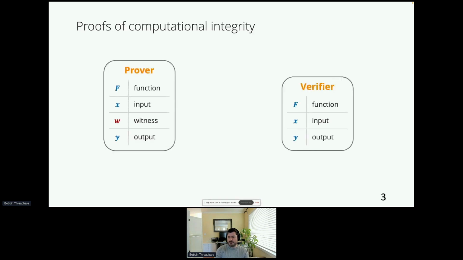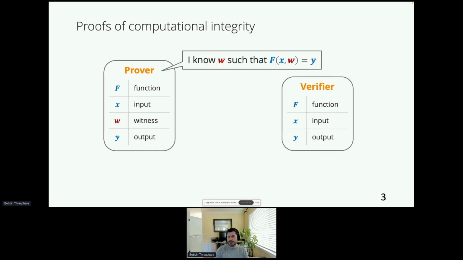All right, so I'm sure a lot of people here are probably familiar with the setting. When we talk about zero-knowledge proofs and proofs of computational integrity in general, there is usually a prover and a verifier, and they have some common function and some input, some of which could be private, which is called a witness, and they have some output for this function. The goal of the prover is to convince the verifier that they've executed this function with these inputs and got the desired output.